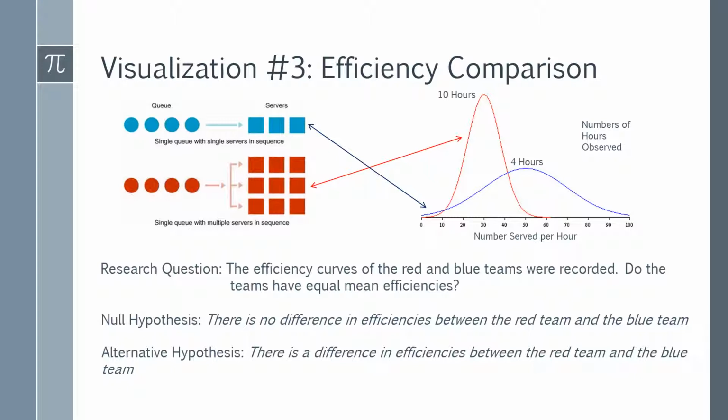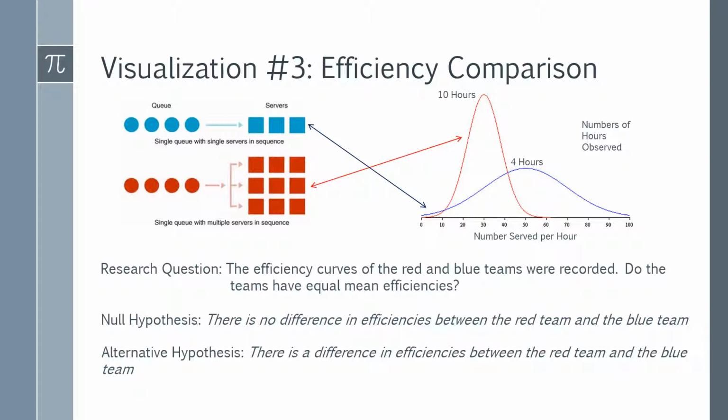So when we are looking at our bell curves, the first thing we notice is that they were not observed for the same amount of time. But if you look at the red team, they served about 30 customers per hour over 10 hours. That brings the total up to about 300 served.